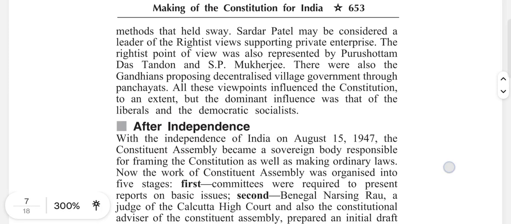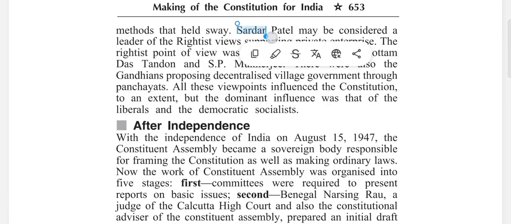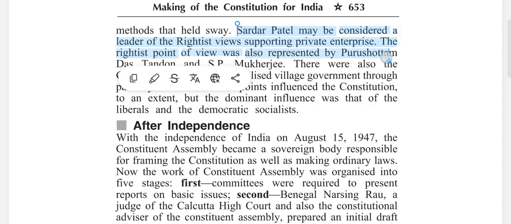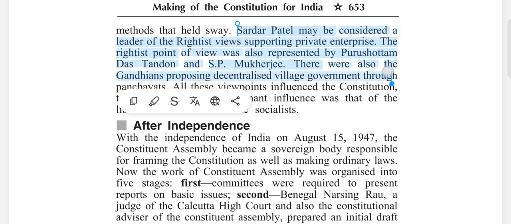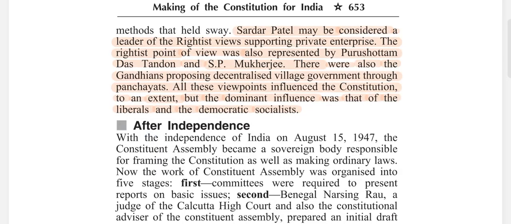Making of the Constitution for India. Drafting Committee: 1. Dr. B.R. Ambedkar, Chairman. 2. G.B. Pant. 3. K.M. Munshi. 4. Aladi Krishnaswamy Iyer. 5. N. Gopalaswamy Iyengar. 6. B.L. Mitter, later replaced with Madhava Rao. 7. Syed Muhammad Saadullah. 8. D.P. Khaitan died in 1948, and hence T.T. Krishnamachari was appointed.